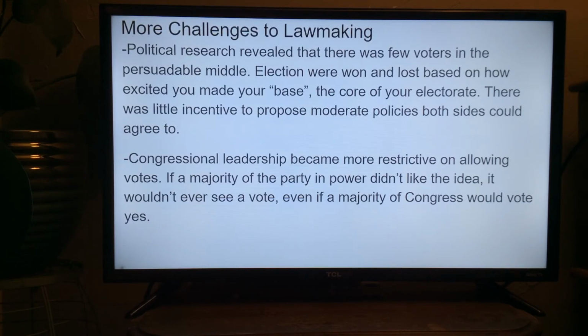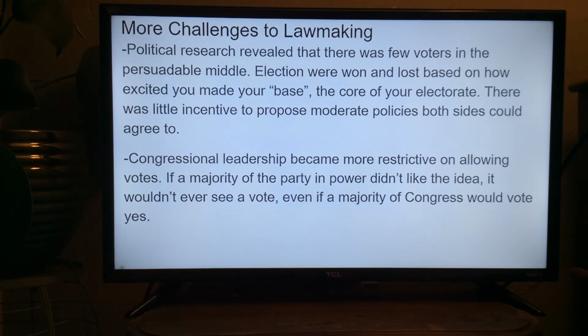And that also means that once we actually get these people in Congress, congressional leadership, not wanting to be embarrassed, has become more restrictive on allowing votes. And so it used to be that if you were able to cobble together a majority of people in Congress, you could usually say, hey, party leader, maybe a majority of our party doesn't like this, but can we still have a vote on it? Now you can absolutely not do that.